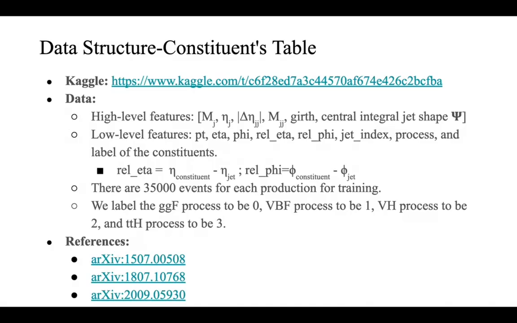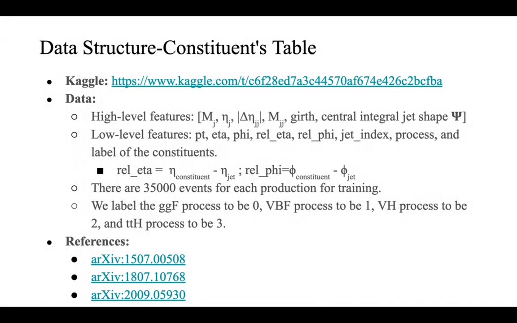The dataset provided here includes high-level features, calculated based on the jet mass and jet pseudo-rapidity, the opening angle between the 2 leading jets, and the mass of the 2 jets, as well as the angular information of the jet shape. We also provide low-level features, the kinematics of each of the jets, and the label of the constituents. There are 35,000 events for each production process for study.